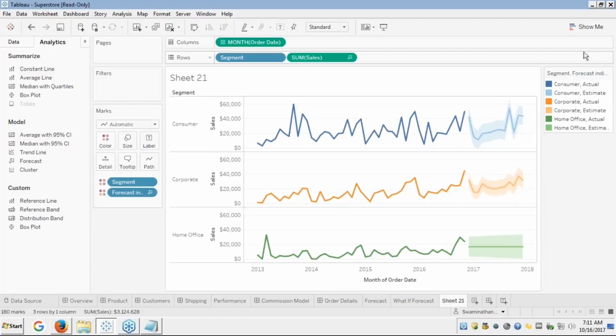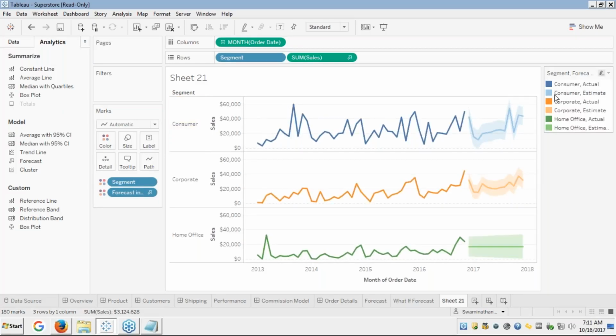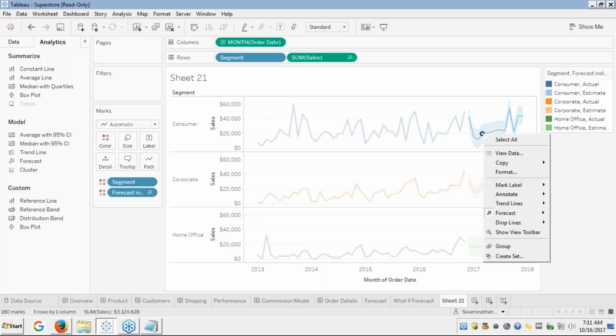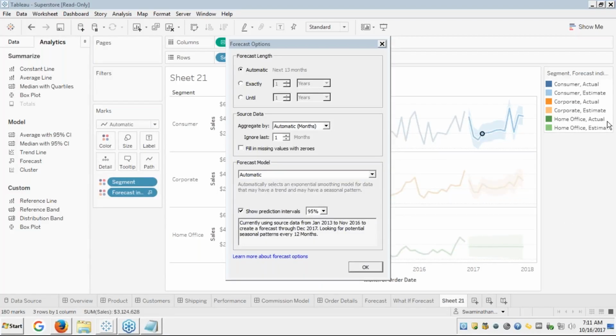So as soon as we added the forecast, it is enabled for customer actual and for customer estimated. So you can just see that. It's giving us the forecast estimate for all those months which we are not having here. So what are the other options that are available in forecast? Under forecast, there is something called forecast options that are available.